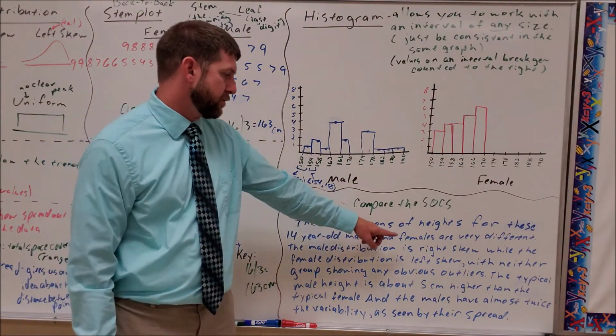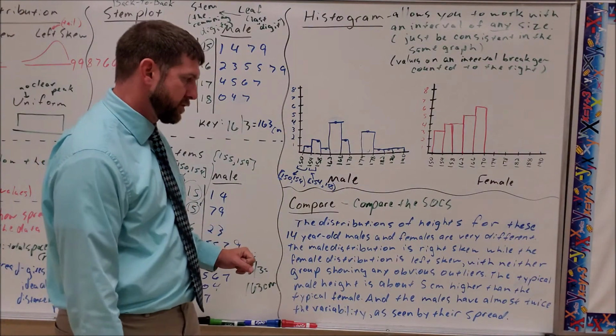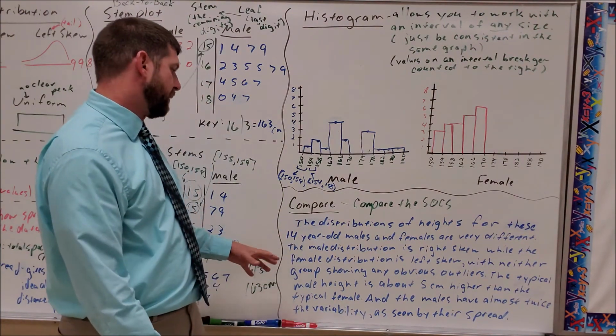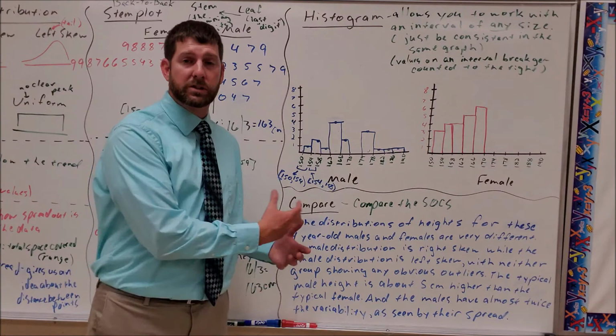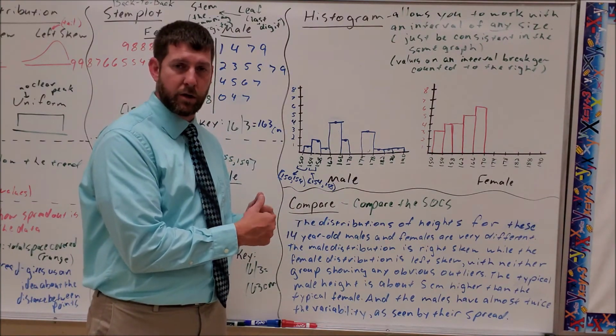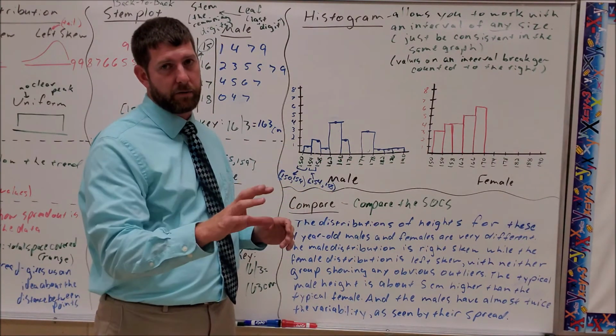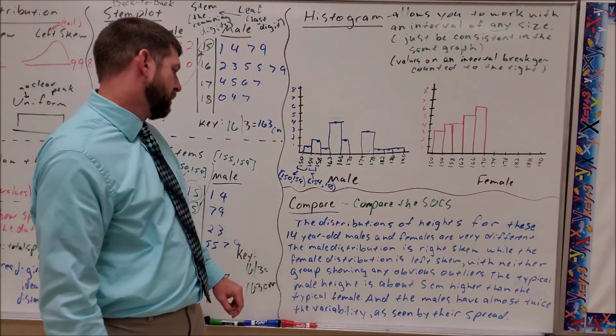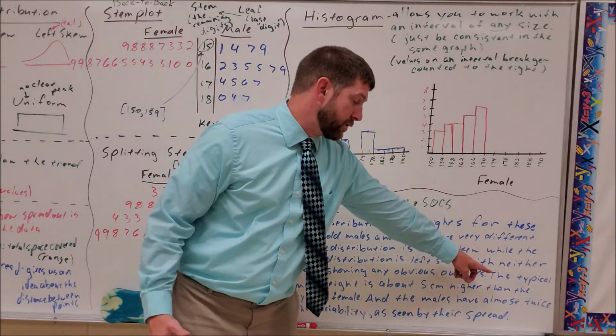The male distribution is right skew, while the female distribution is left skew, with neither group showing any obvious outliers. So there was a little common ground, in that neither one had any outliers. But I said males were here, females were here. That's a difference there. Then we get into the real differences.